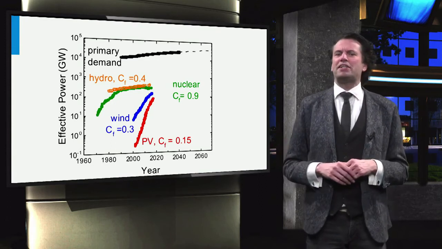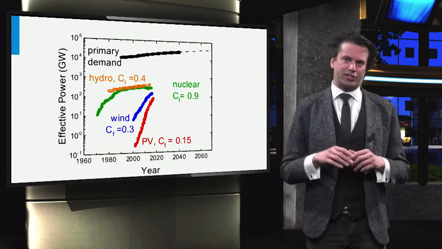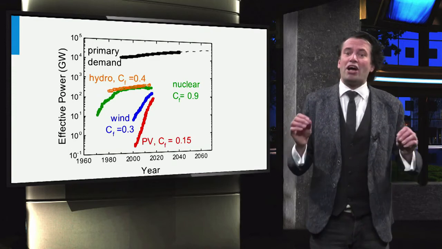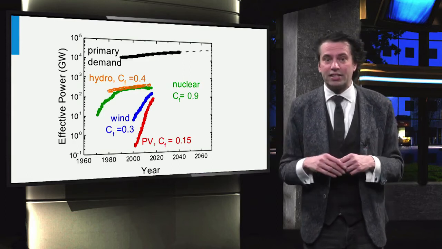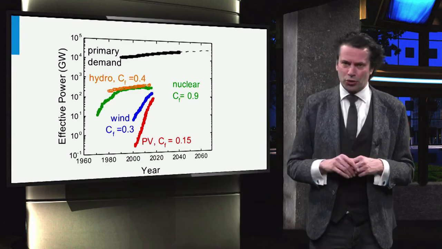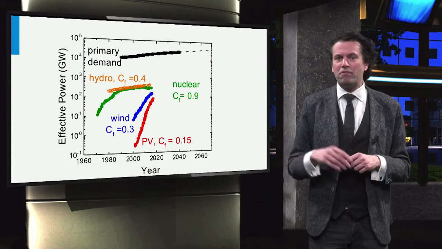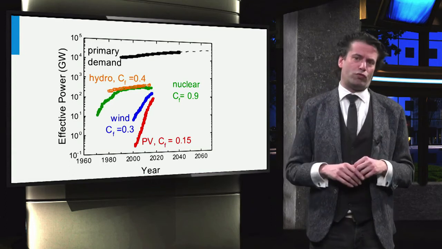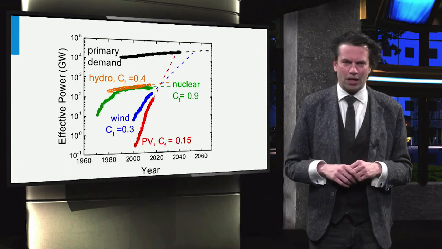If we use these capacity factors, we can look at the effective installed power for these electricity sources. Currently, solar energy generates a factor 8 to 10 less electricity than hydro and nuclear do. However, I claim that the trend in the growth of solar energy will continue in the coming years. Currently, PV produces close to 2% of the world's electricity, and this is increasing fast.